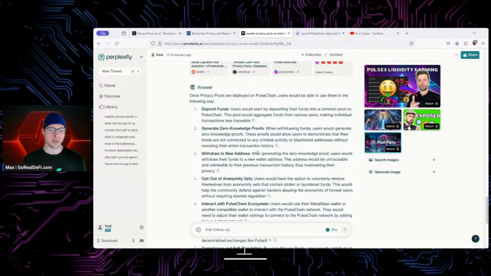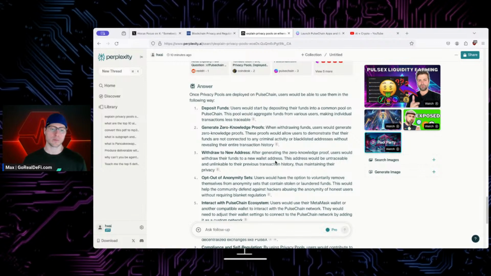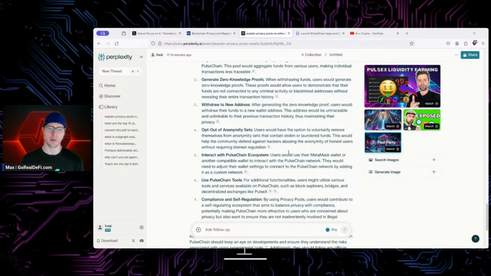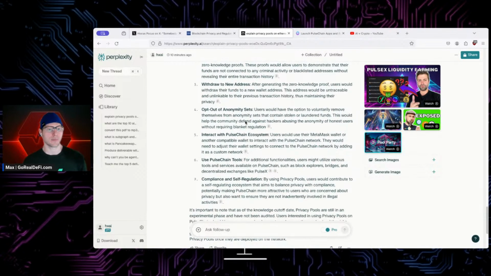So, withdrawal to a new address: after generating CPP, the user will be able to withdraw funds to a new address. Oh, interesting. So the address will be untraceable and unlinkable to previous transaction history. That's pretty cool too. So you generate a new address. Would that give you new keys to a new address, or would it just generate another address? Yeah, interesting. Opt out of anonymity sets: users would have the option to voluntarily remove themselves from any anonymity sets if it's stolen or laundered funds, helping the community defend against that.